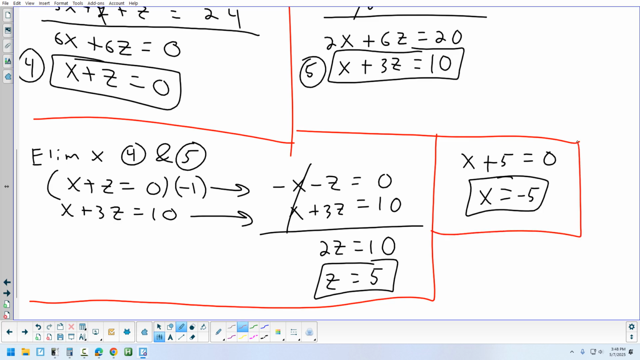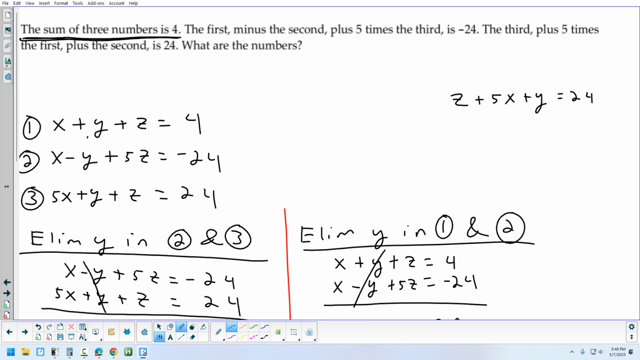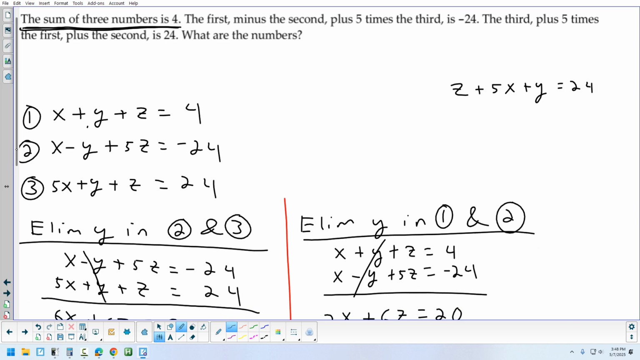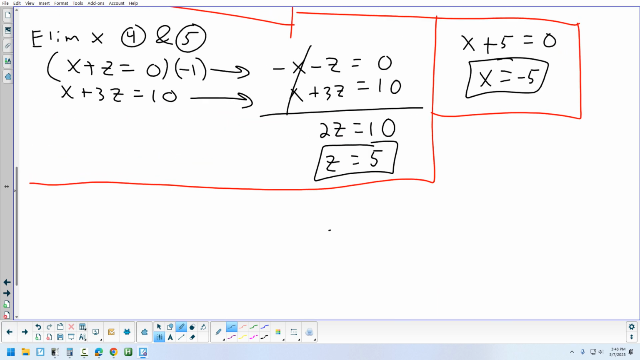y. Okay, so we're gonna go all the way back. Probably the top one. x plus y plus z equals 4. All right, so we got x plus y plus z equals 4, except we fill in x and z. So what's going to happen there? The 5s are going to cancel. And you're just going to have y equals 4.